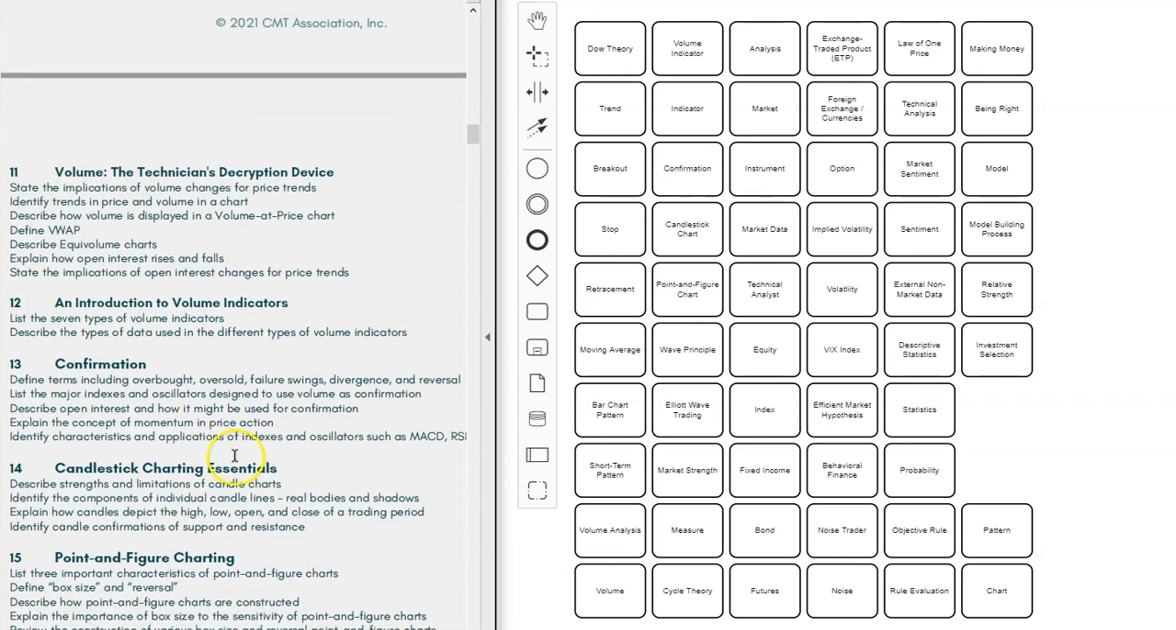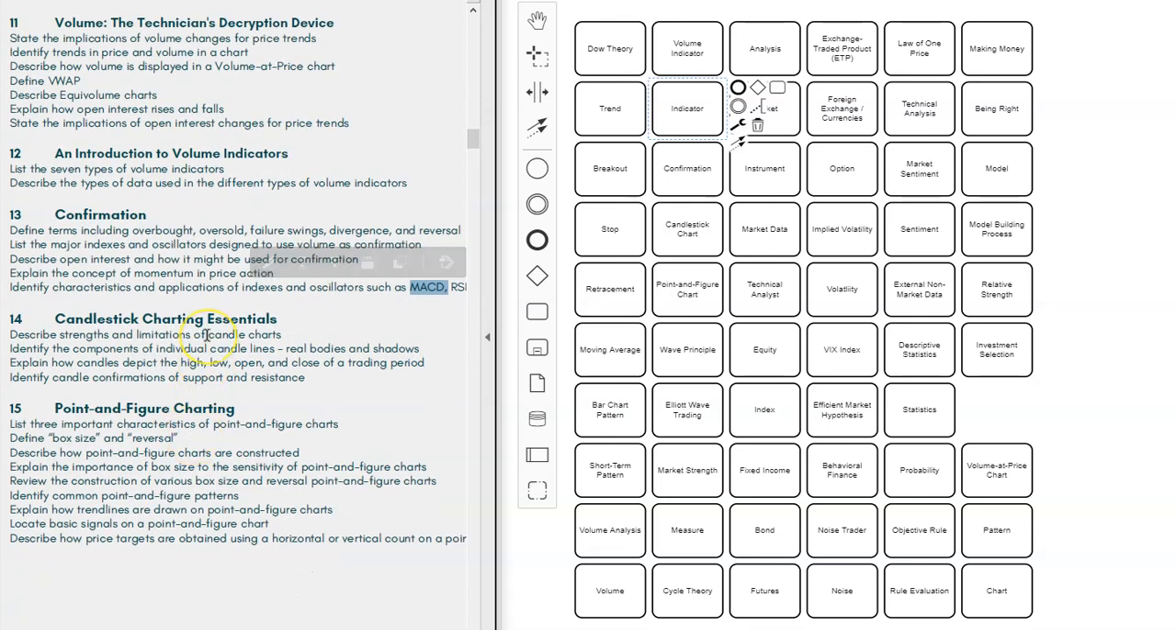VWAP, the technician's decryption device. Here's another chart type, volume at price chart. Use that one. Volume at price chart. Volume indicators. Now there is dozens and dozens of different types of indicators. And that's why I put that separately. And volume just happens to be one type of those. See, here's a few other indicators. MACD.